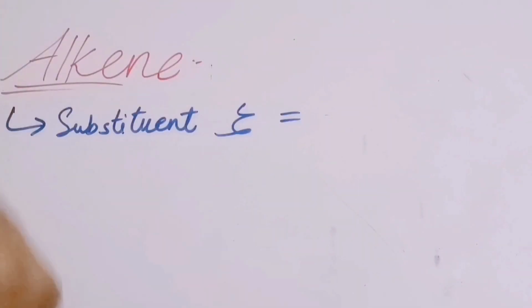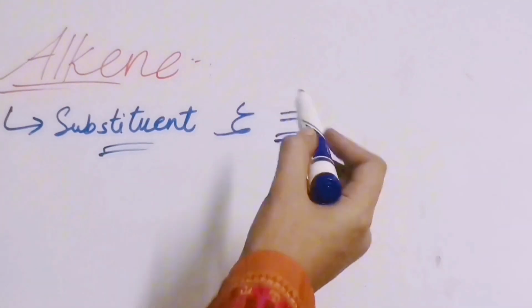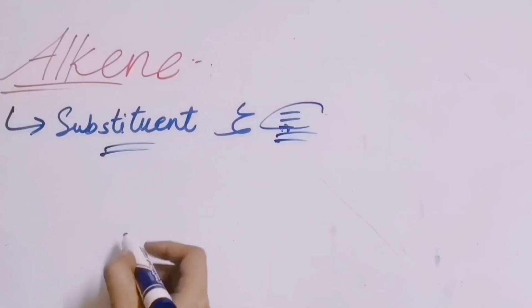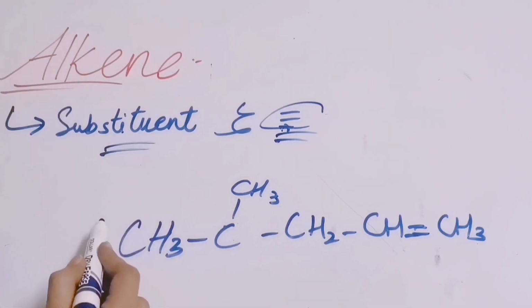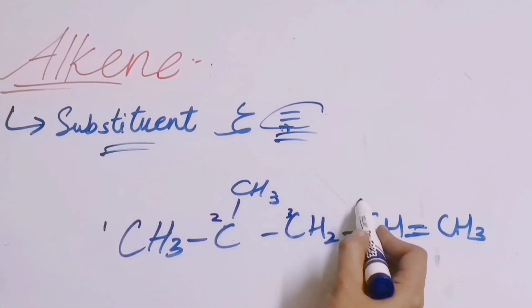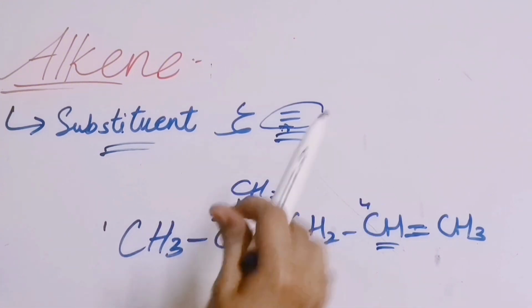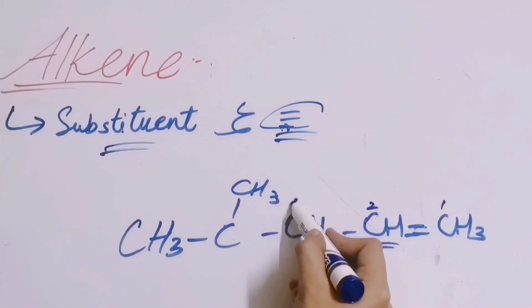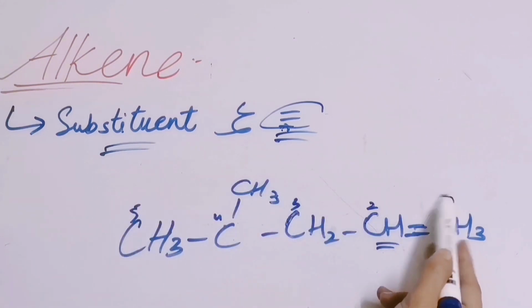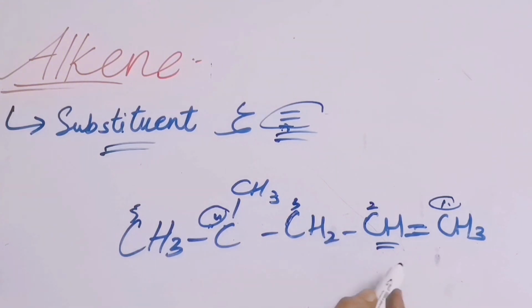Now according to the last rule, if we have a substituent and the double bond both present in a compound, then we will give the lowest number to the double bond. See over here we have this example. Now if I write the number from this side 1, 2, 3, 4, the double bond is getting the 4th number and the substituent is getting the 2nd number. But if I write the number from this side, then in this case what will happen? 1, 2, 3, 4 and 5. In this case the double bond is getting the first number and the substituent is getting the 4th position. So we will take this chain because the double bond is getting the lowest number.